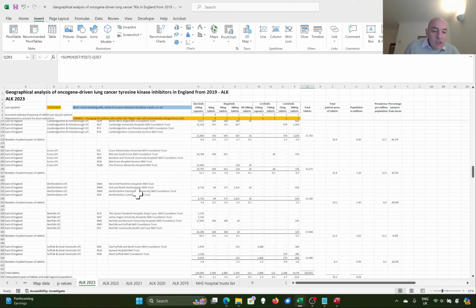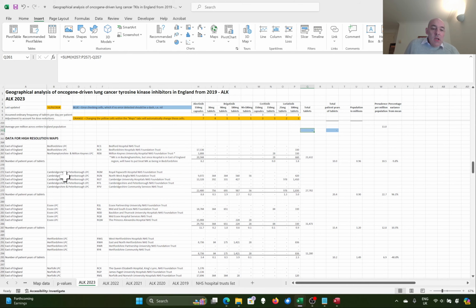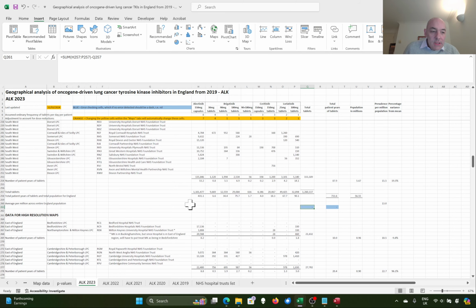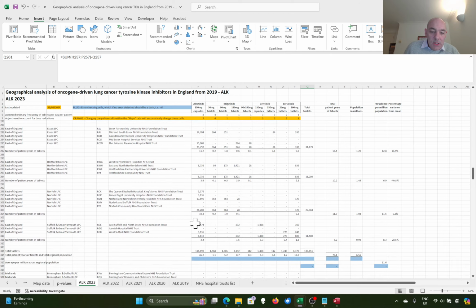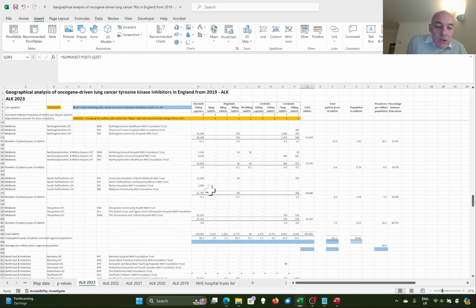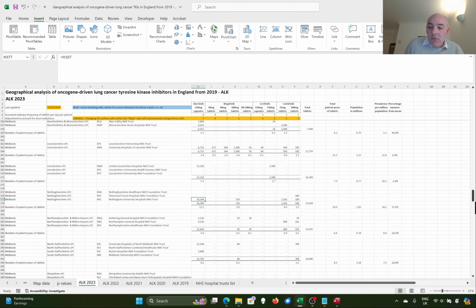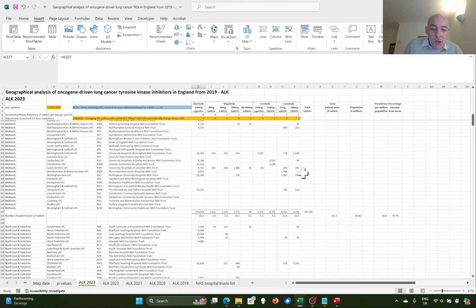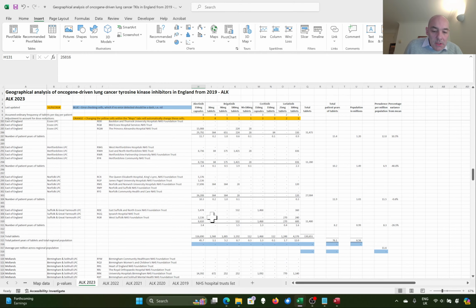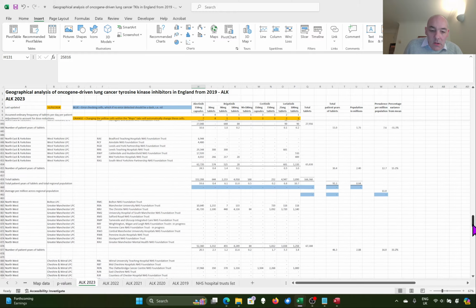So East of England can be subdivided into, it's not quite a county level, but it's roughly and often is a county level. So that's 116,694 alectinib tablets, further subdivided down into those groups with patient numbers in each of those areas there. So I've done that right through. These numbers are just copied down from the numbers that I've input at the top. So this is the data that I input from the source data, and then that's copied down here.